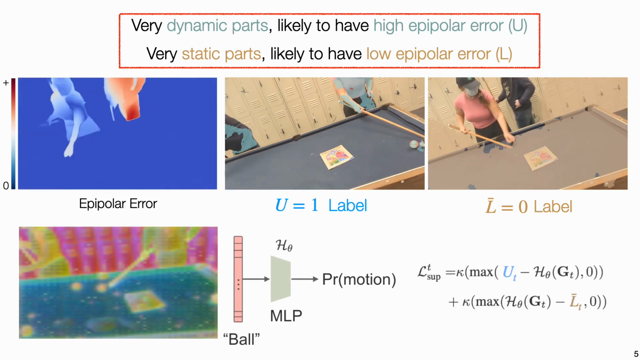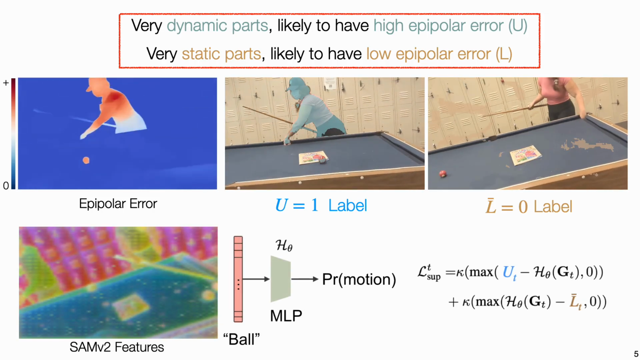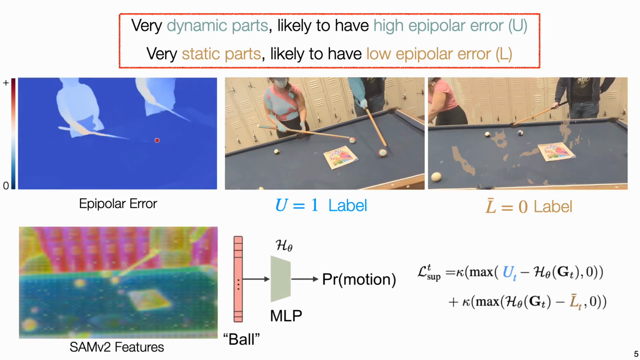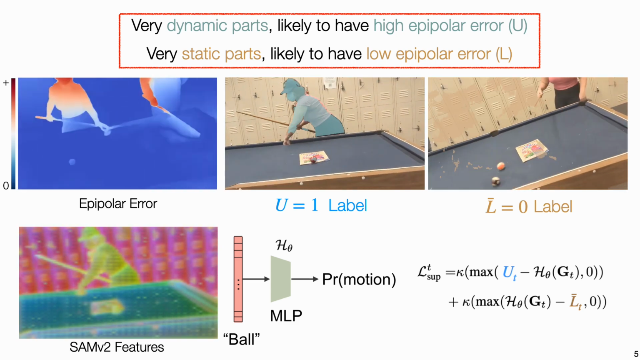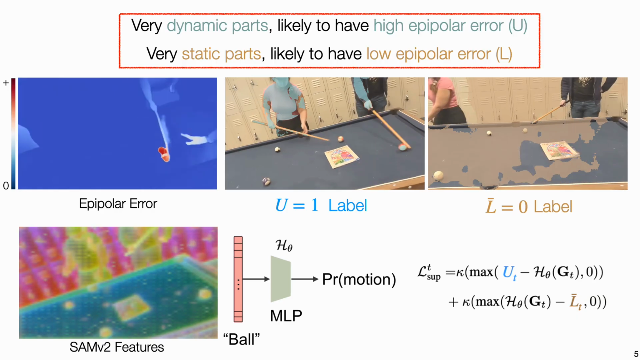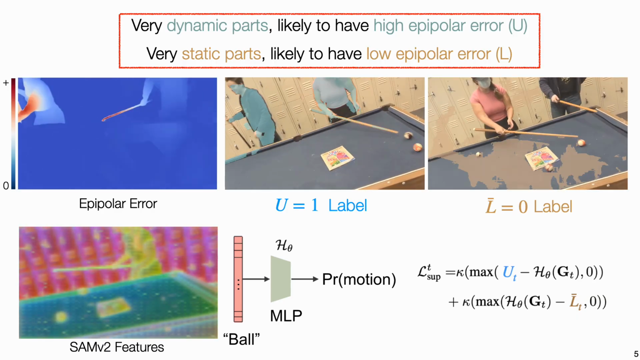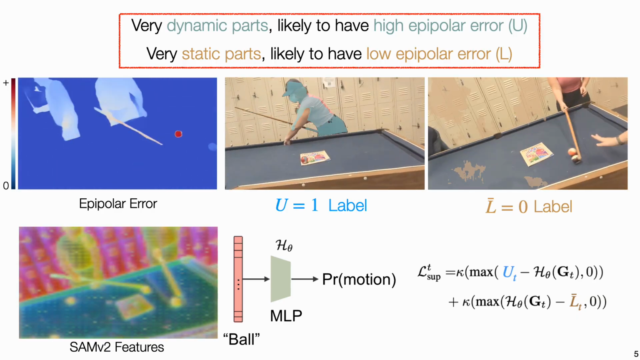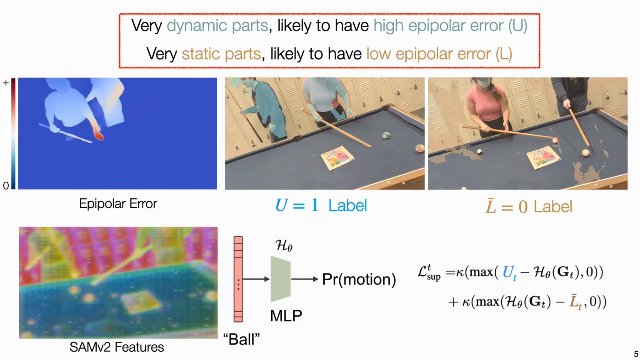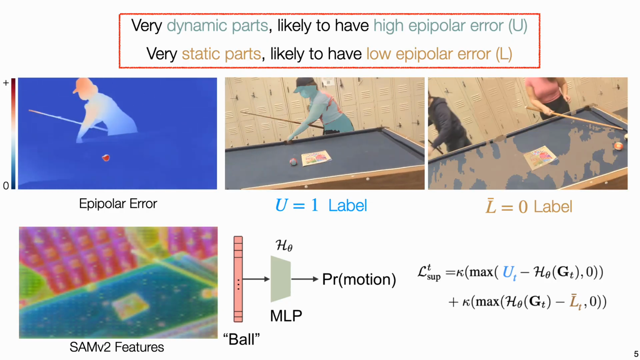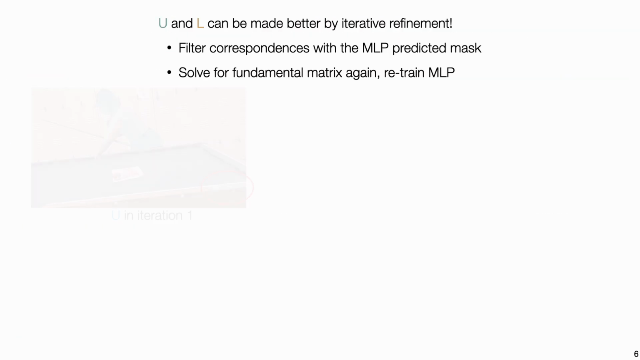Next, we leverage the well-structured feature space from SAM-V2 and train a simple MLP classifier to distinguish between dynamic and static regions. The key idea is that the MLP learns a smooth decision function. Even though it's trained only on coarse labels, it maps nearby features to similar classes, producing a complete and coherent mask of the dynamic areas in the scene.